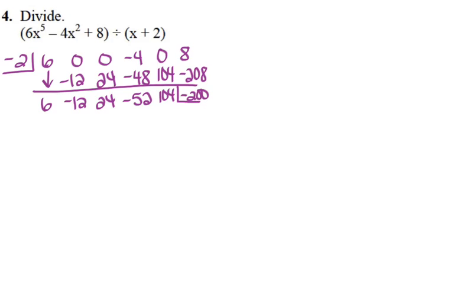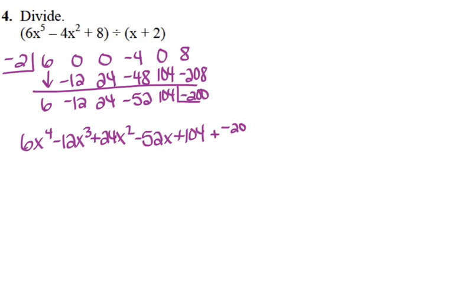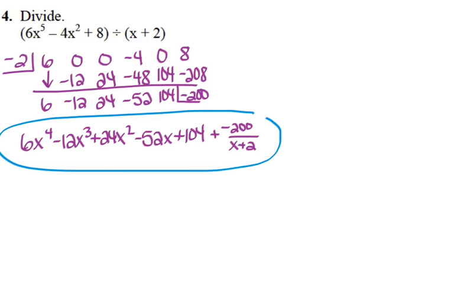So since my starting polynomial is x to the fifth, that means my answer is going to be 1 degree lower, so that's x to the fourth. So I have 6x to the fourth minus 12x cubed plus 24x squared minus 52x plus 104. And then finally my remainder, so plus negative 200 over what we divided by, which was x plus 2. You can also write that as minus 200 over x plus 2. Either of those answers would be fine.